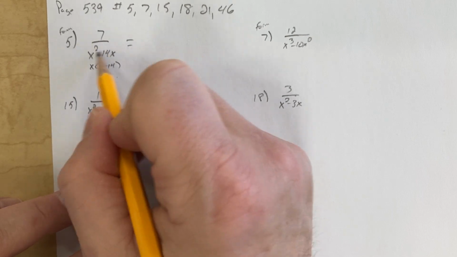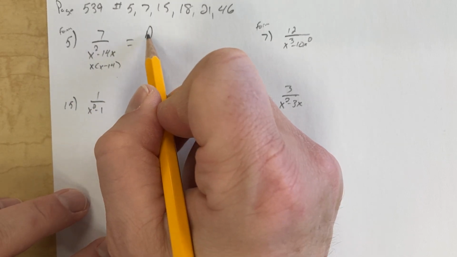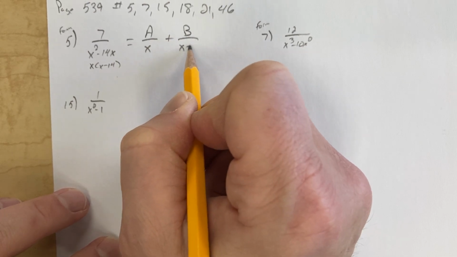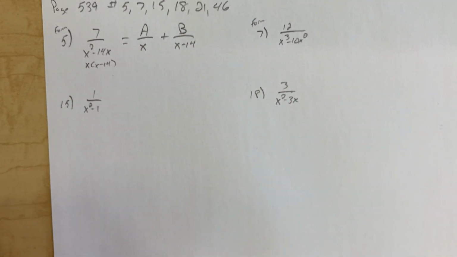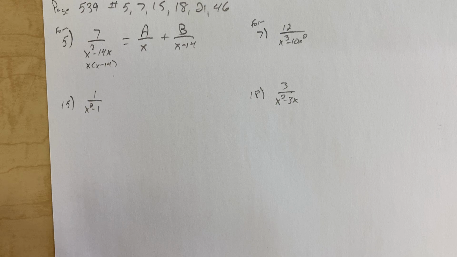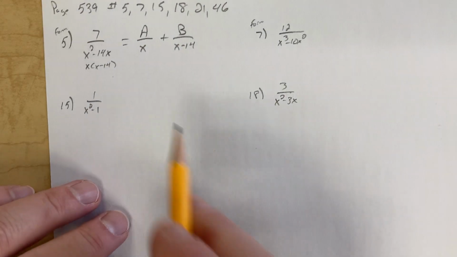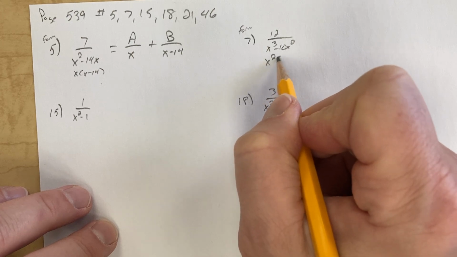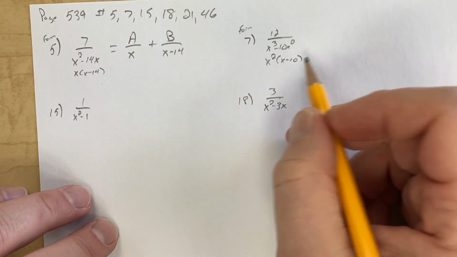And we're saying that this fraction is the same as something over x plus something over x minus 14. It's the decomposition of that as we go. And that's all you had to write for number 5. For number 7, we can pull an x squared out of there. We'll have x minus 10 left.